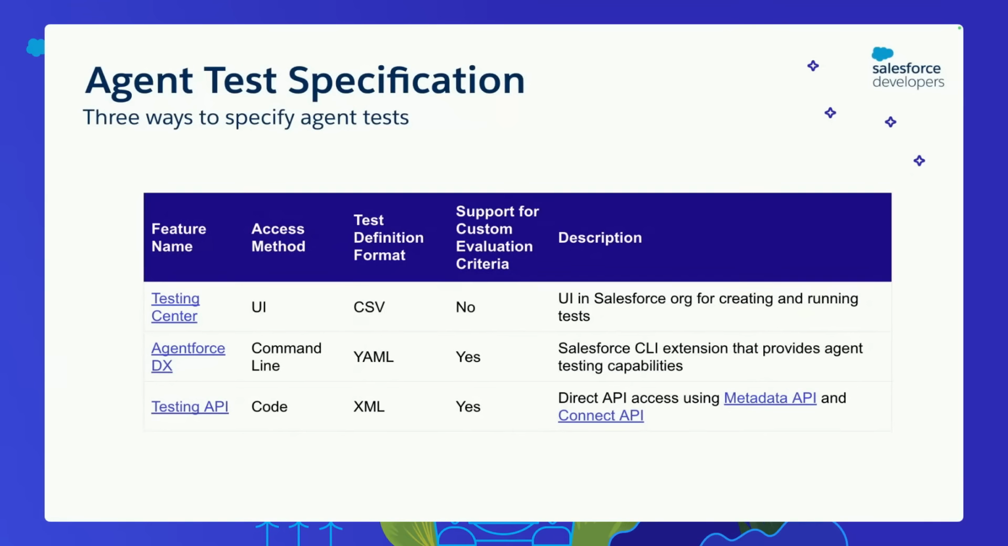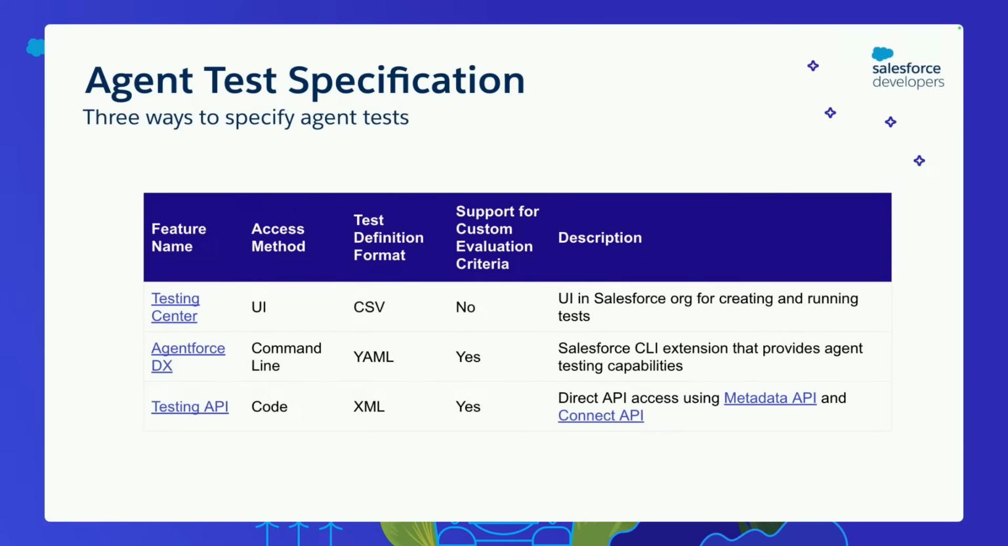There are currently three different ways to write agent tests. And the first one is probably the one we all know. That's the testing center. This is a user interface in Salesforce setup, which lets us specify tests. And the information that wasn't surfaced before in documentation was that this option was limited to CSV file format. We'll see that just after, but I'll show you how you can define agent tests using CSV files.